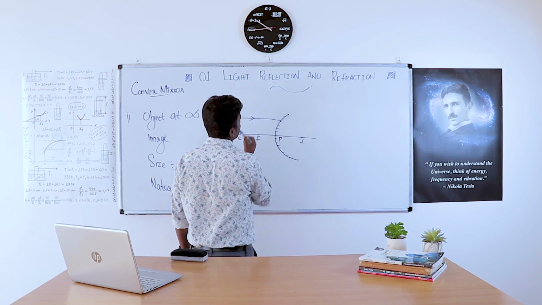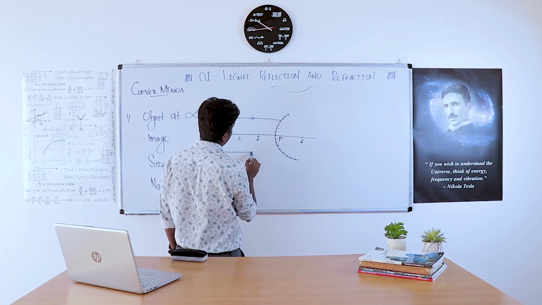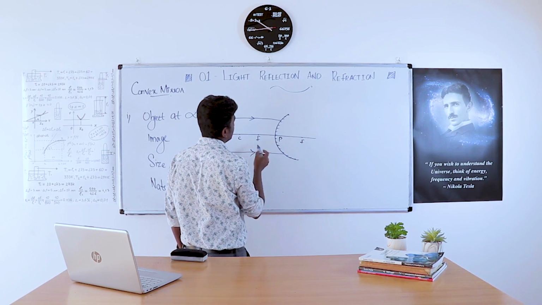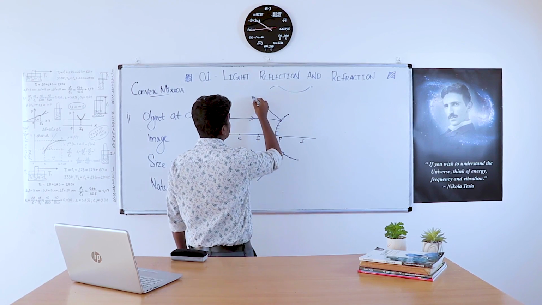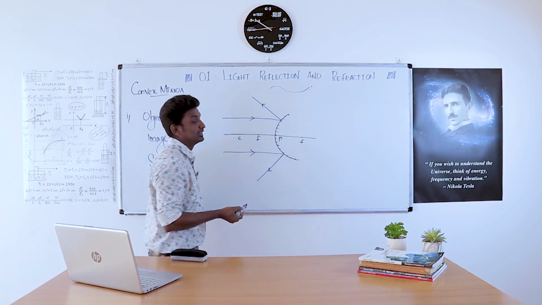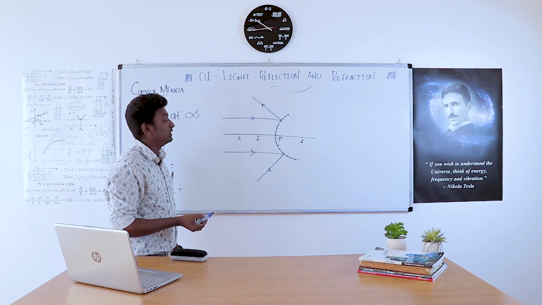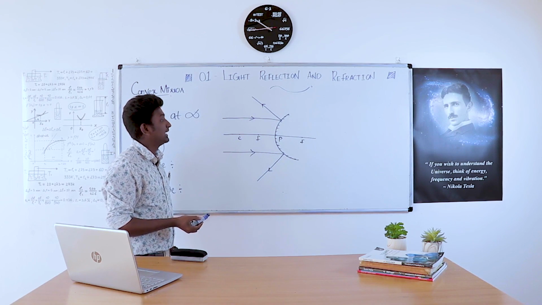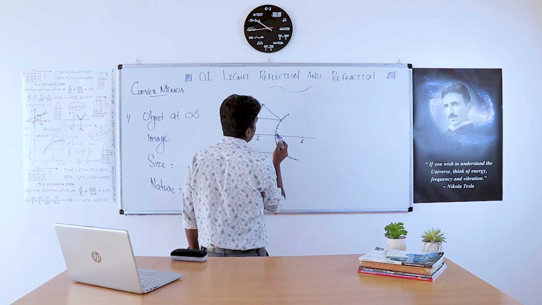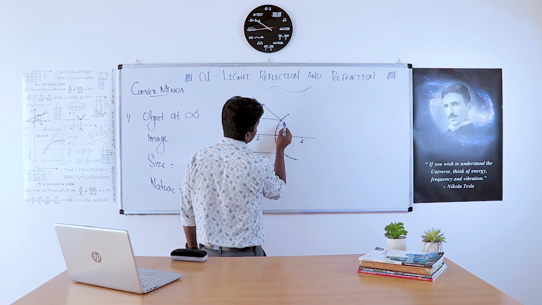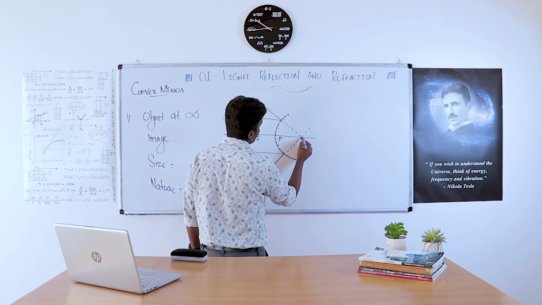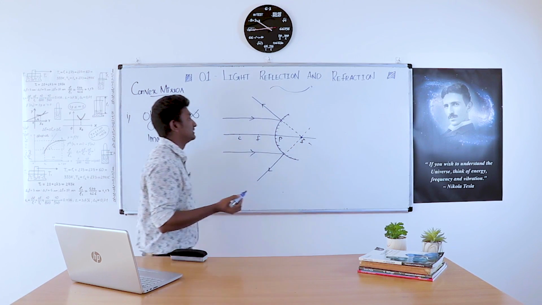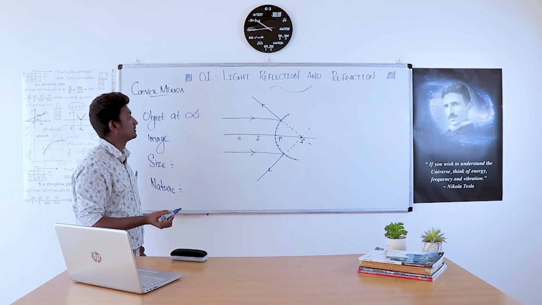These are the rays coming from the object that are parallel to the principal axis. Just go like this. And by law, we know that the rays coming parallel to the principal axis, after reflection, pass through the focus. So when we extend these rays in the backward direction, they will pass through the focus.